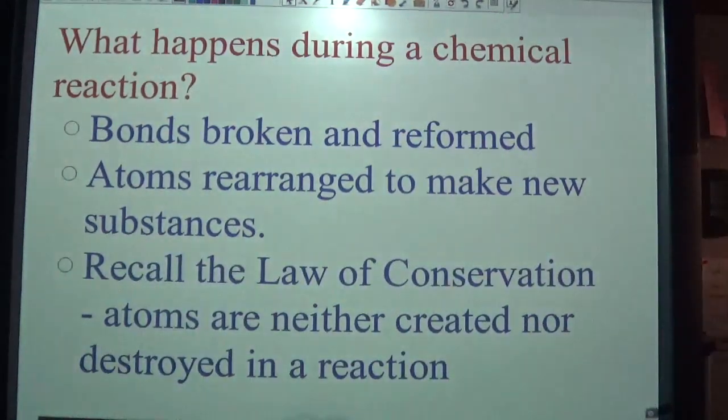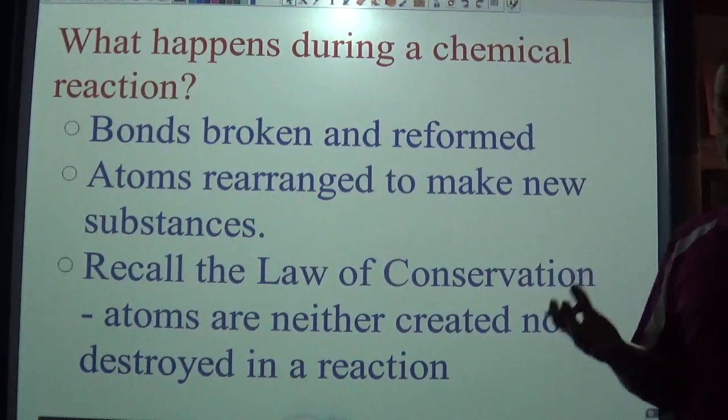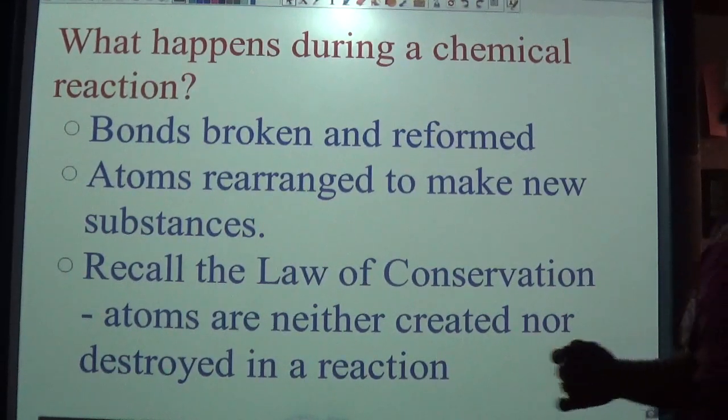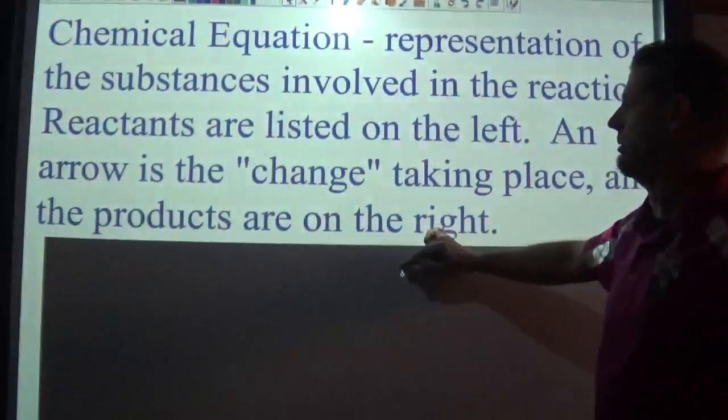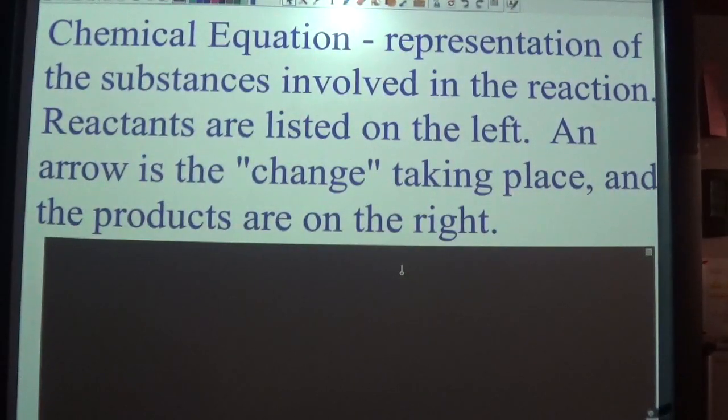Finally, if you remember in the law of conservation of mass, we said that atoms cannot be created, nor can they be destroyed during a chemical reaction. So however many atoms you begin with in a chemical reaction, all of those atoms are still there. They just get rearranged into a different format. So when we write a reaction, or a chemical equation as it's called, you may not be able to recognize what's going on. A chemical equation is a representation of these substances that are involved. What we end up doing is we write the reactants on the left.